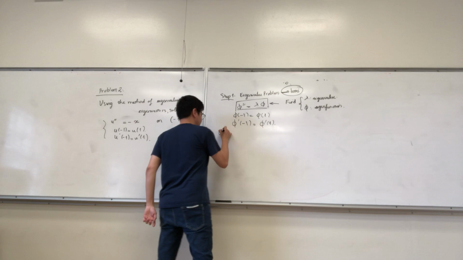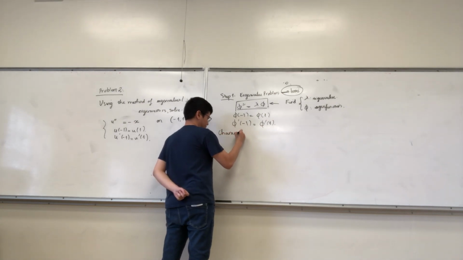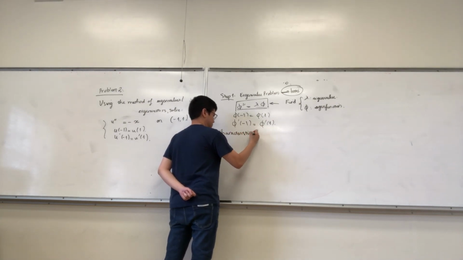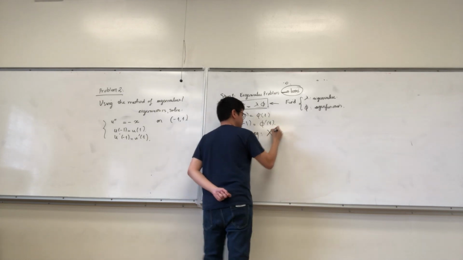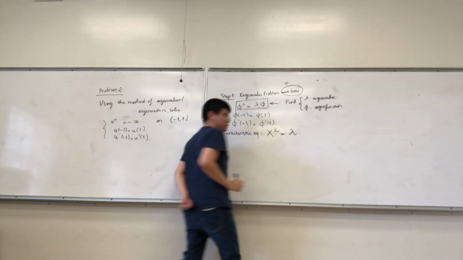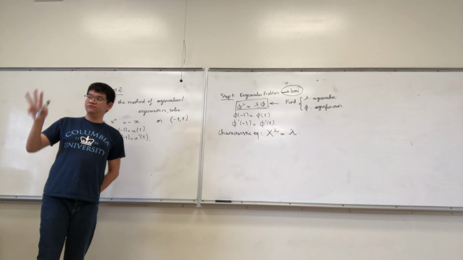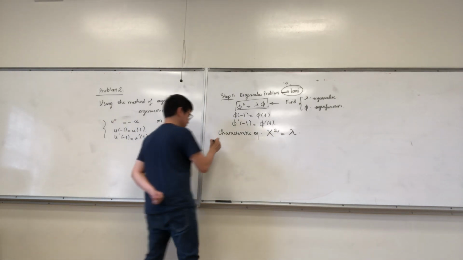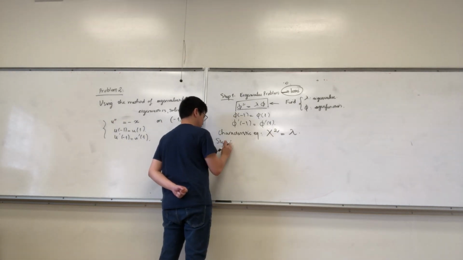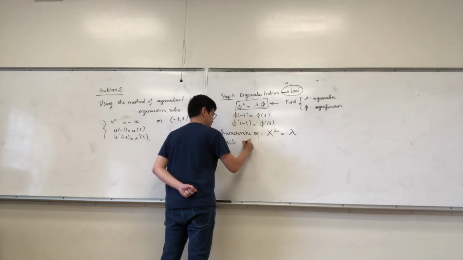So the characteristic equation: x squared is equal to lambda. Right? So we have to consider three cases always. Case number one. Lambda is positive.